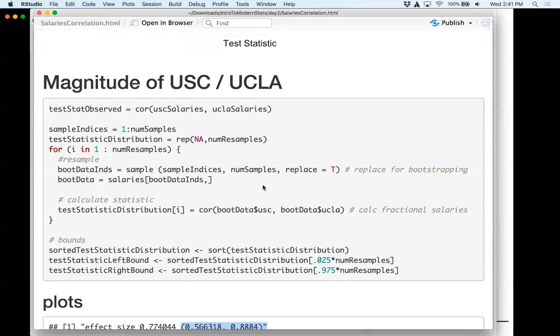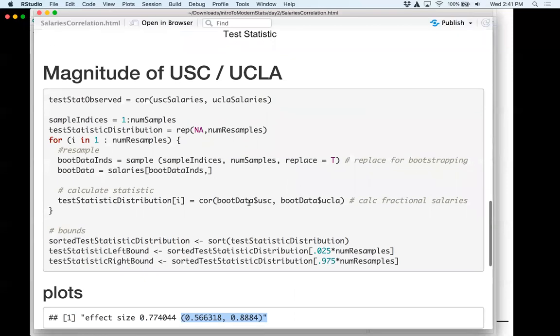Yeah, I think I changed it to Spearman in this, or are you going to ask why they're different?